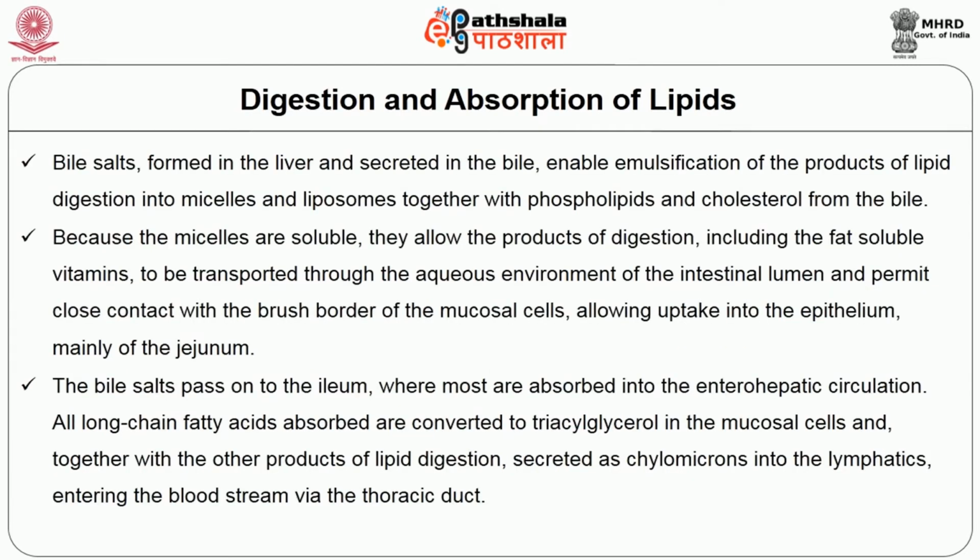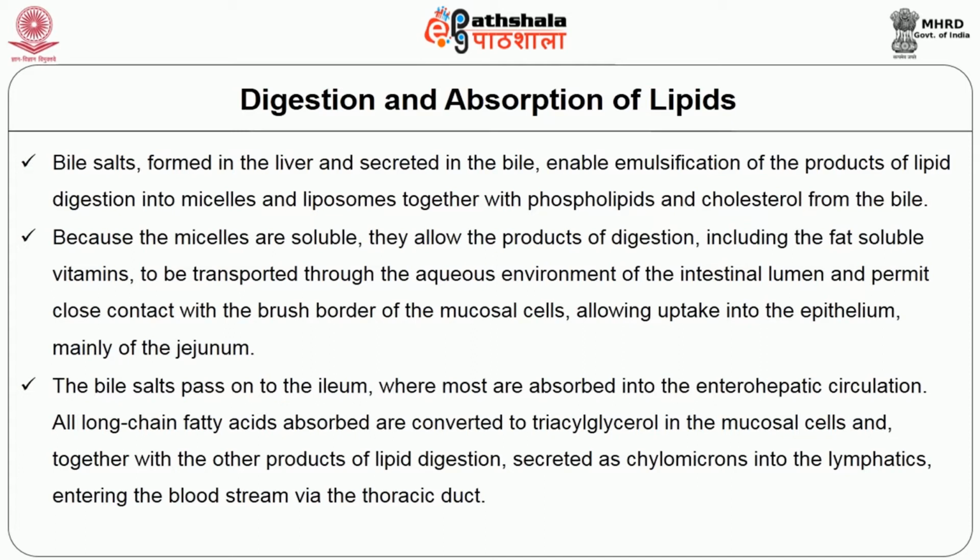The bile salts, which are formed in the liver and secreted in the bile, enable the emulsification of the products of lipid digestion. So it is like this. Lipid digestion starts with the action of the enzyme lipases, which break down the fatty acid esters, and the cholesterol ring is also broken down by other internal milieu. Now the bile salts, which are formed in the liver and secreted in the bile, go and emulsify the products of lipid digestion.